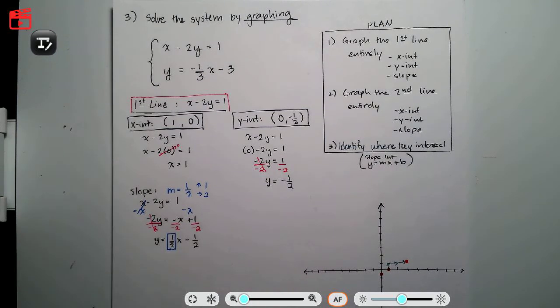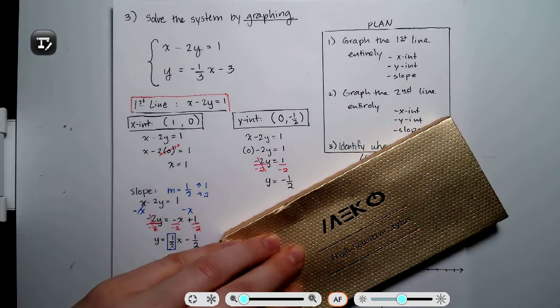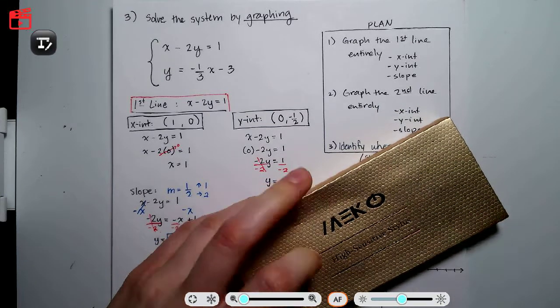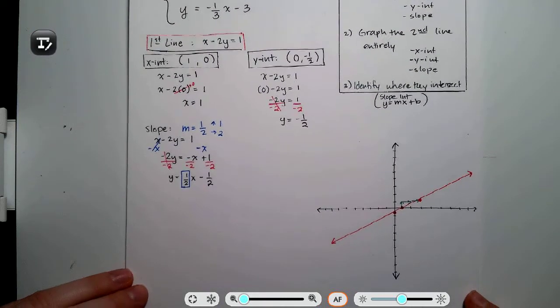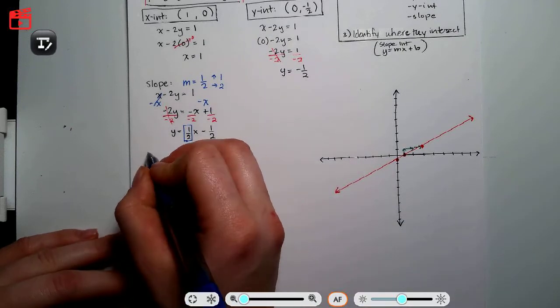Okay, so let's go ahead and draw our line in. I'm using this because I can't find my ruler at the moment. And there we go. So our first line is drawn. Okay, so I'll set you up for the second line. I'm going to call this one blue. So, second line.